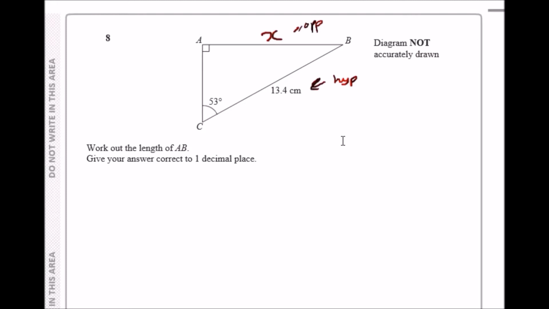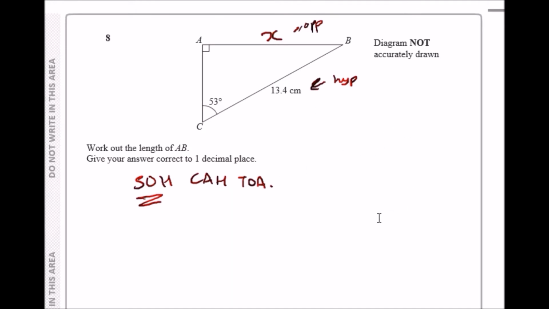So we need to think in terms of trigonometry. What has O and H? We recall the term SOH CAH TOA. SOH is sine equals opposite over hypotenuse. We're not going to use CAH because we're not using adjacent. We're not going to use TOA because, again, we're not using adjacent. So SOH is the only option.